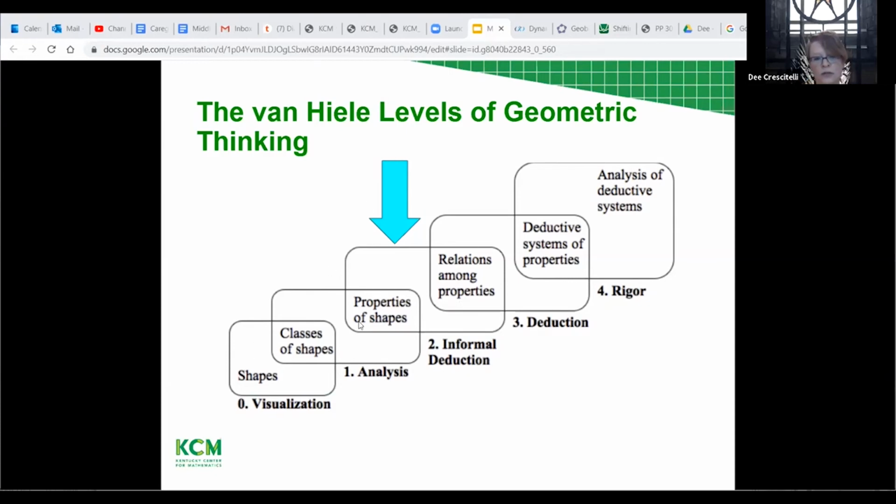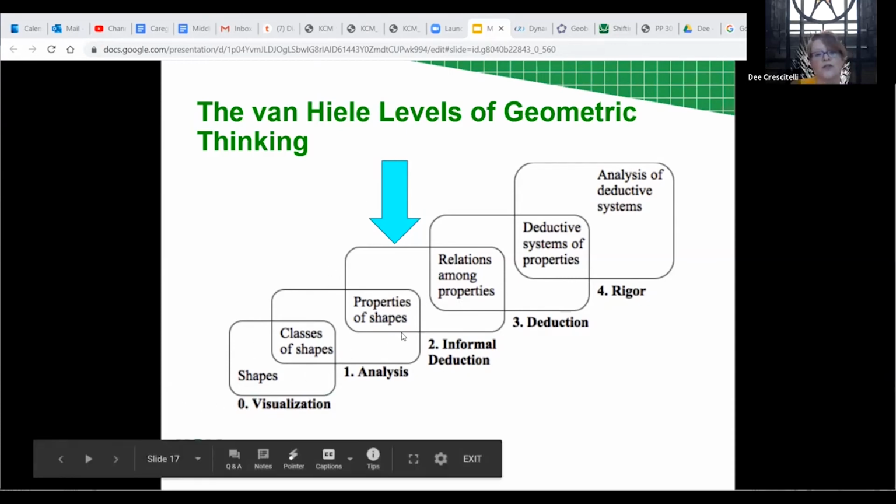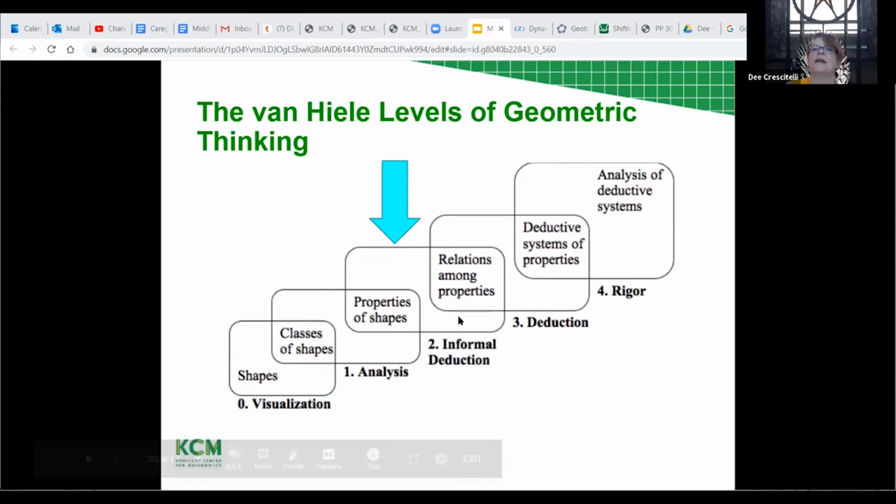If we don't give kids these experiences of visualizing it, analyzing it, and being able to do deduction informally, we're not actually going to get them to the deduction stage, which means all the geometry of high school and beyond isn't really accessible to them, right? They have to be able to reason through that so they can actually do the deductive work to talk about the relationships among the properties and then beyond.